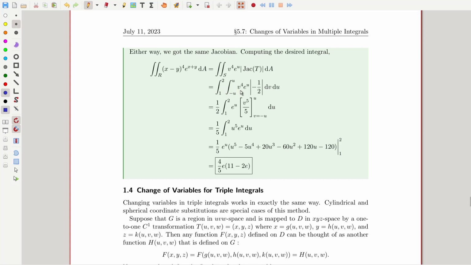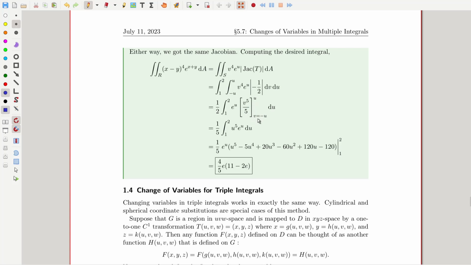This v integral only integrates the function v to the 4th. And so that's why we end up getting v to the 5/5, which we then evaluate from v equals minus u to v equals u. Okay, so we end up with this as our next step after we do the inner integral.